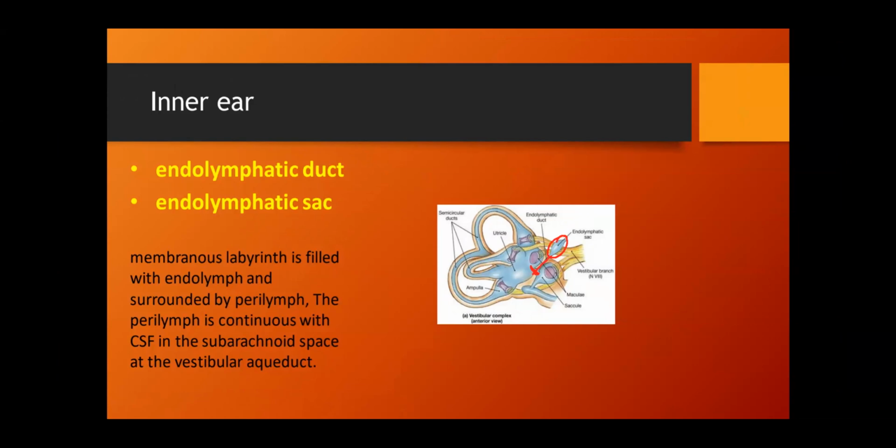It contains the endolymph, while what surrounds that canal is the perilymph. The perilymph in the vestibulocochlear aqueduct continues with the CSF.